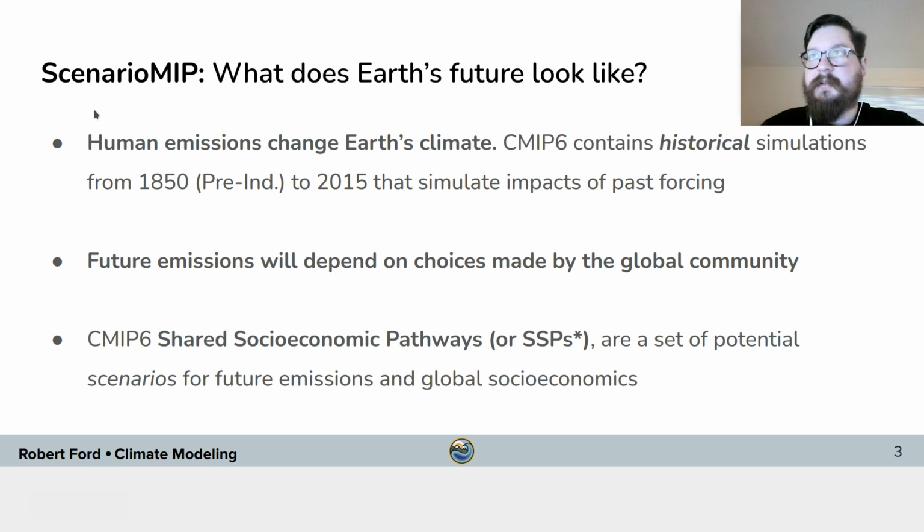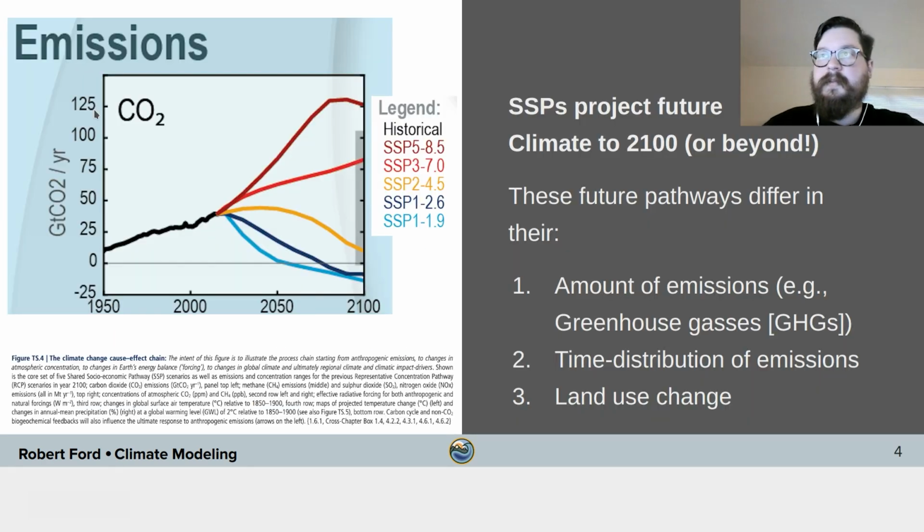So unlike the predictable laws that govern the physical climate system, the socioeconomic and political choices that contribute to our future emissions are so uncertain that we need to consider a range of scenarios. And for this purpose, CMIP-6 defines a set of shared socioeconomic pathways, or SSPs. And these SSPs differ in several ways. They differ in the total amount and the timing of emissions, and they differ in their land use changes.